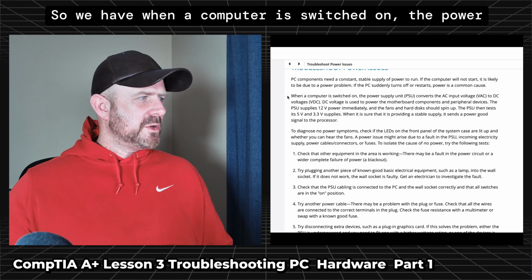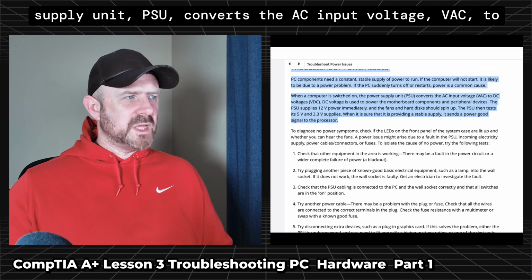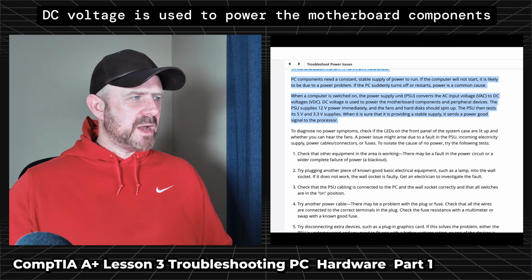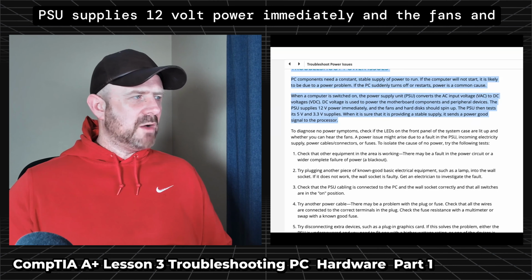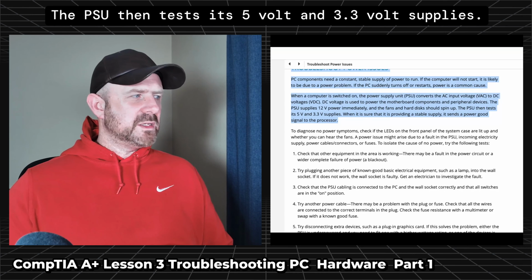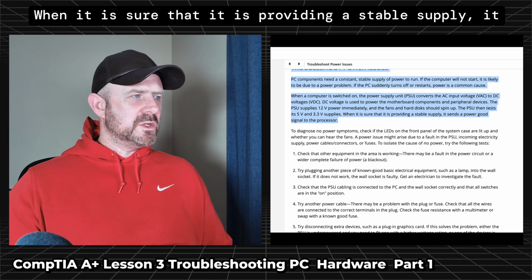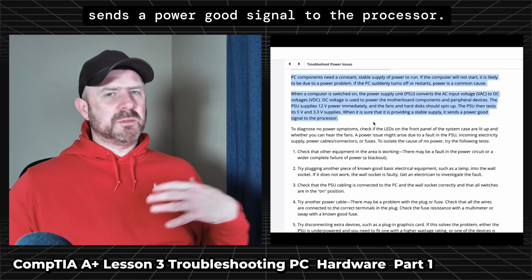So when a computer is switched on, the power supply unit, PSU, converts the AC input voltage, VAC, to DC voltages, VDC. DC voltage is used to power the motherboard components and peripheral devices. The PSU supplies 12-volt power immediately, and the fans and hard disk should spin up. The PSU then tests its 5-volt and 3.3-volt supplies. When it is sure that it is providing a stable supply, it sends a power good signal to the processor.